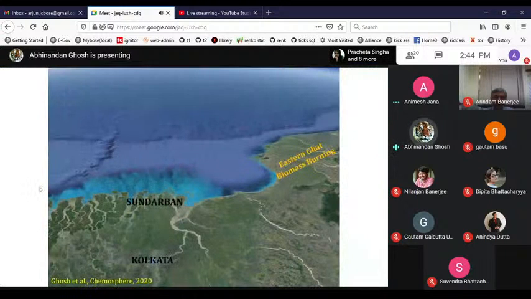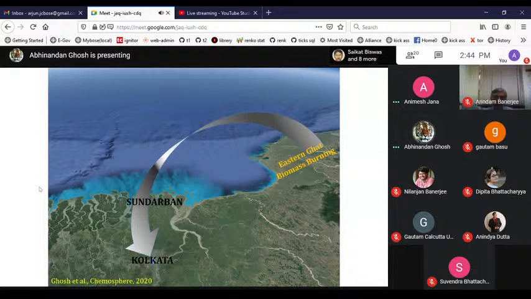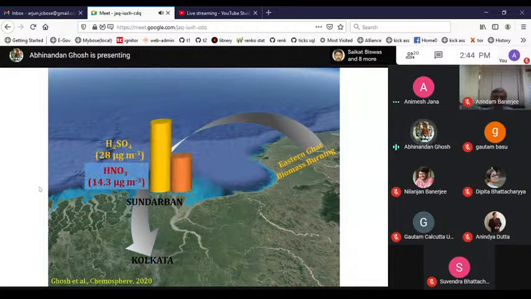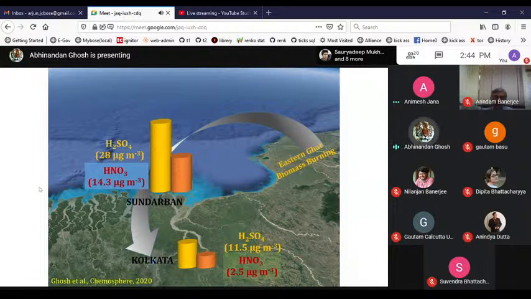Another important observation was during the Eastern Ghat biomass burning period, the acid concentration over Sundarban was double compared to Kolkata. This proves that the mangrove ecosystem actually acts as a sink of those inorganic acids and inhibits their further advection towards Kolkata megacity, where air pollution is a serious concern.